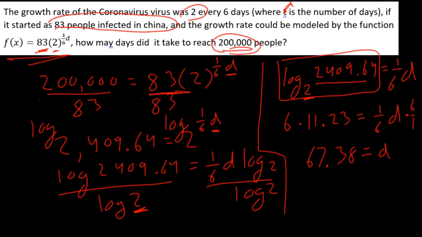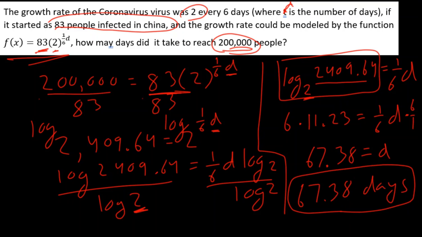So the question becomes, if the virus was spreading at this growth rate of 2 every 6 days, and it started with 83 people, how long would it take to get to 200,000 people infected? And the answer is, it would take 67.38 days. Alright? Well, I hope this helps you out with problem number 8, and yeah, good luck.